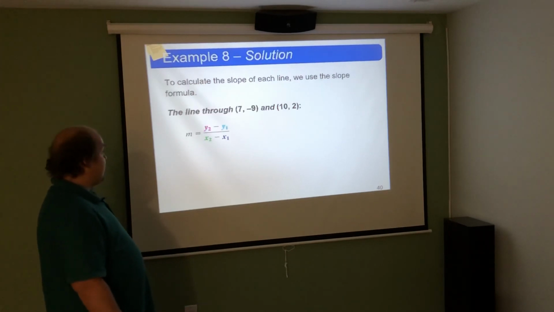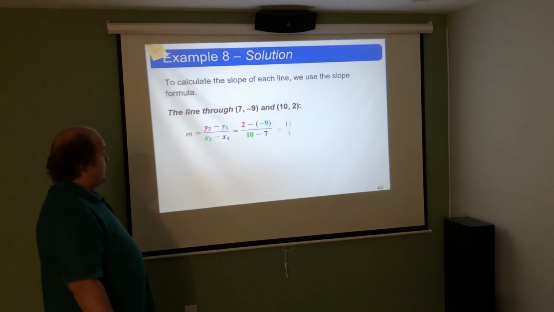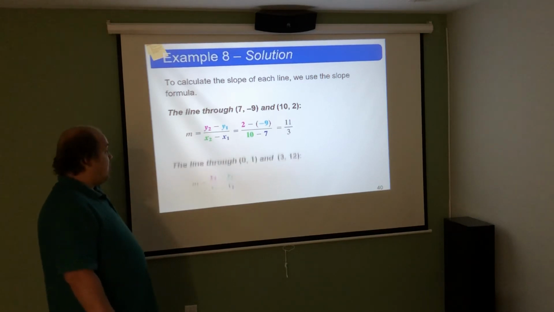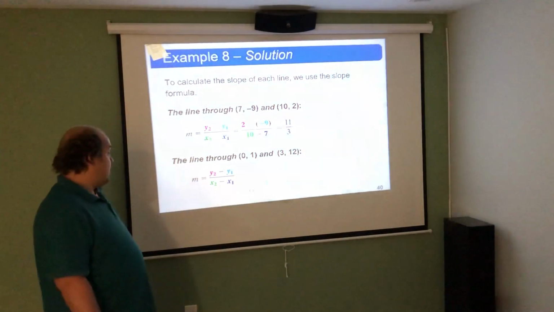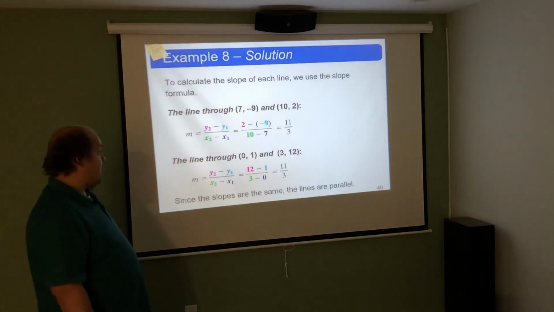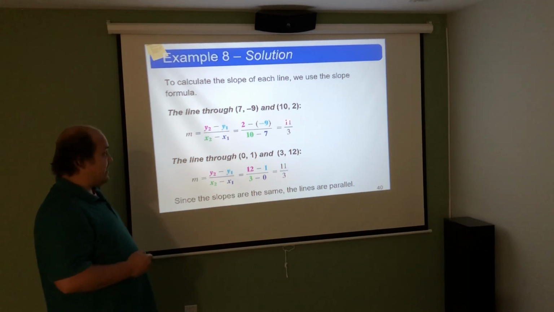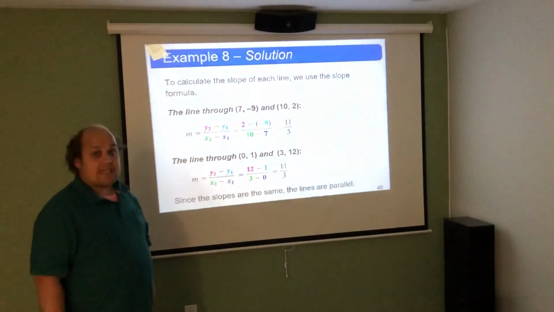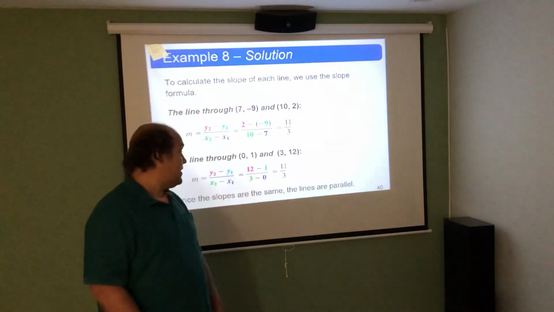So going through the motions here, we'll use slope formula on the first set of points, 7, negative 9, and 10, 2. It gets me to 11/3 as a slope. When I use slope formula on the second pair of points, 0, 1, and 3, 12, it gets me to an answer of 11/3. Since I get 11/3 here and 11/3 here, and these are the same exact slope with the same exact sign, both positive, I can say same slope means that the lines are parallel.